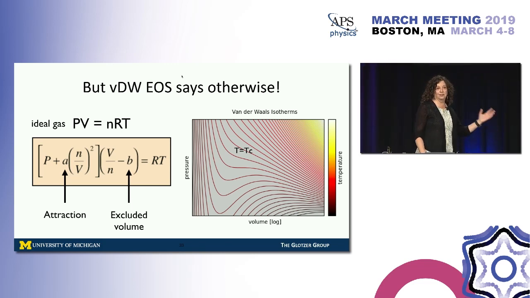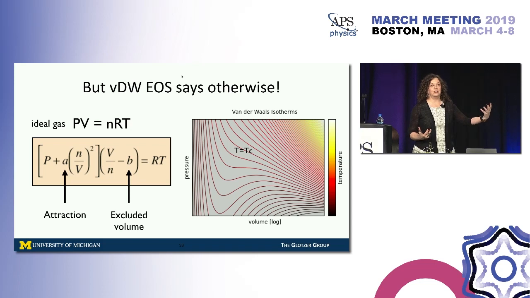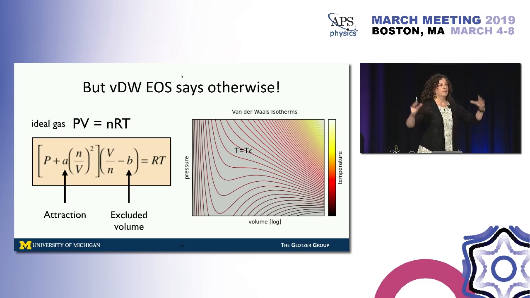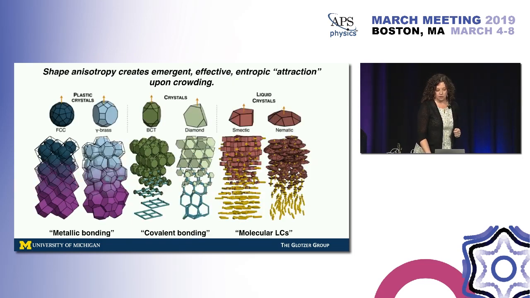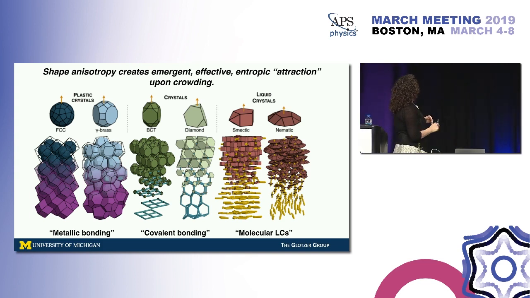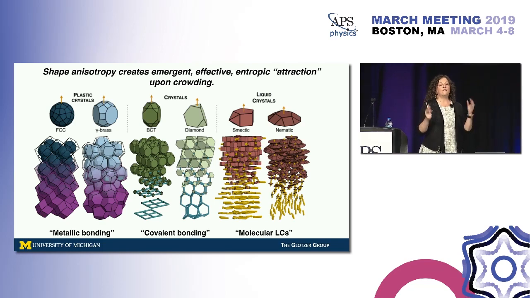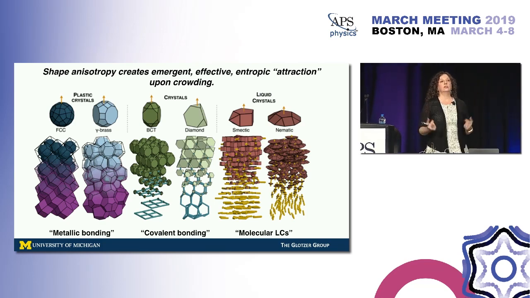And yet, we are getting a fluid-fluid transition. I wouldn't call it a liquid-gas transition, because it's not. Liquids cohere. This is a box of particles that, if I were to take the box away, the particles would just go away, right? They have to be crowded, and then subject to those constraints, figure out how to optimize the number of microstates in the system. What's happening is that the shape and isotropy of these particles is creating emergent, effective, entropic attraction upon crowding.